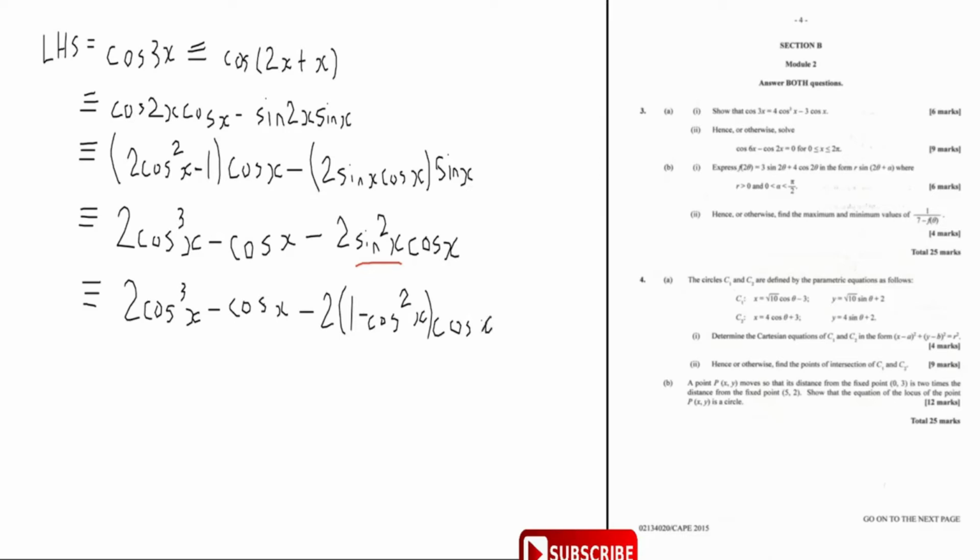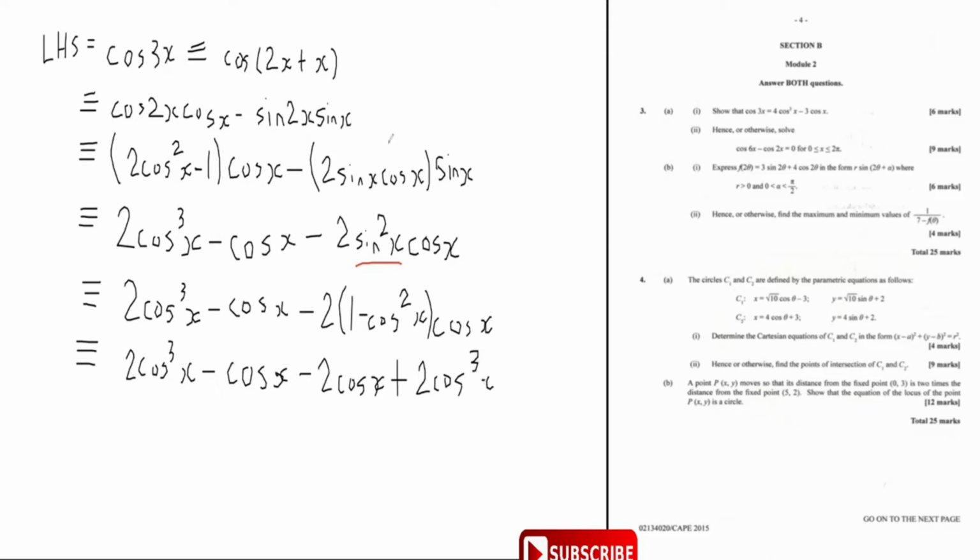So all we need to do now is expand. When we expand, we get 2 cos cube x minus cos x. Then minus 2 times 1 is minus 2, but it is minus 2 times cos x, which is minus 2 cos x. Remember, we multiply the minus 2 times the 1 and then the minus 2 times the cos x. Then the minus 2 times the minus cos square is plus 2 cos square, and plus 2 cos square times cos x becomes plus 2 cos cube x.